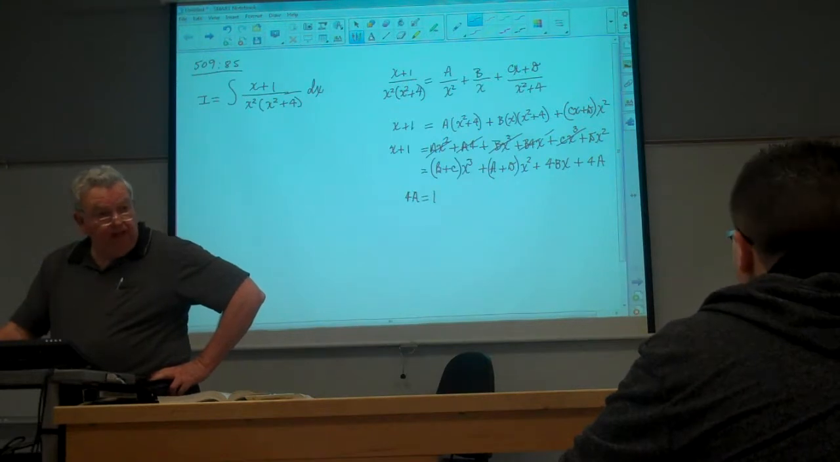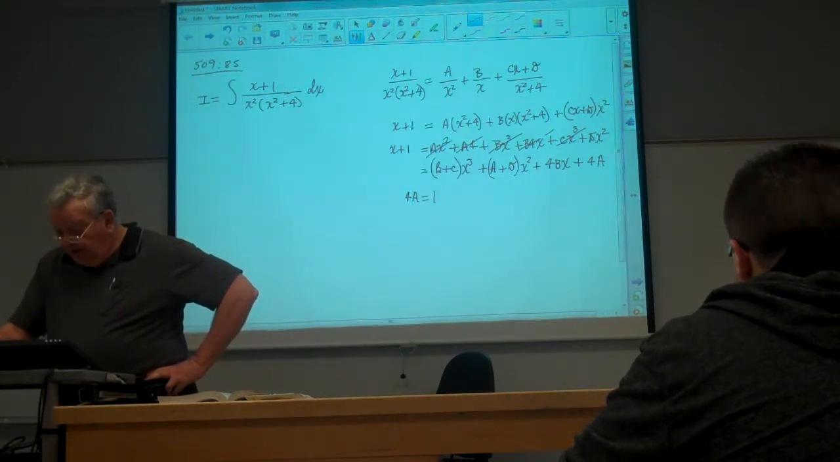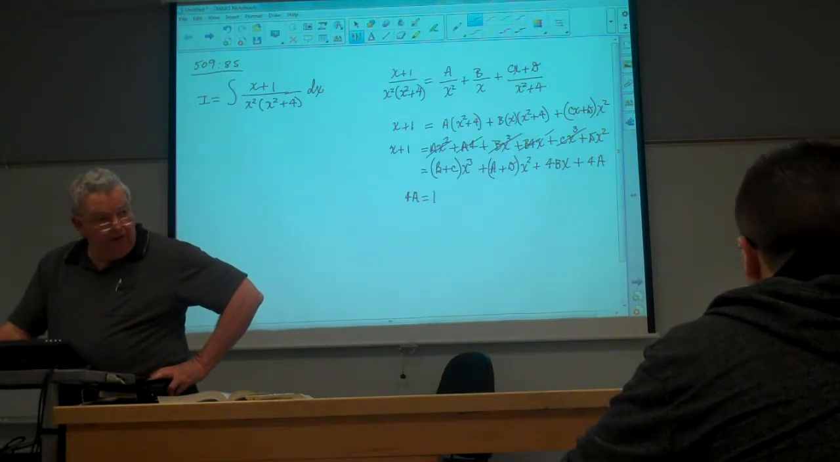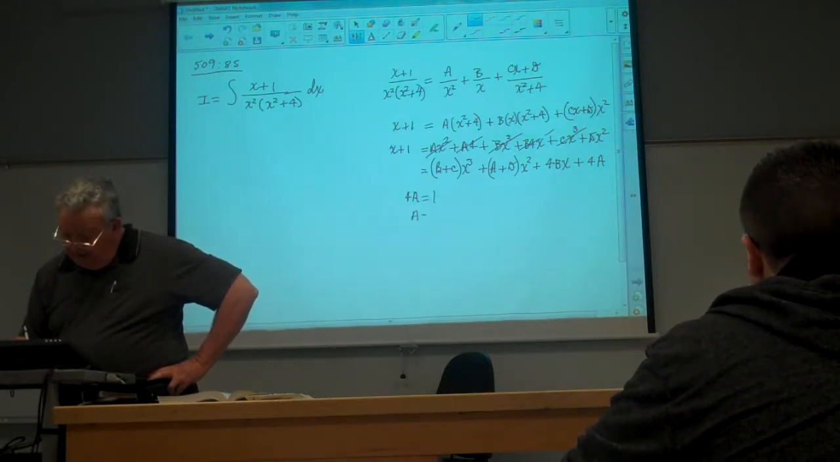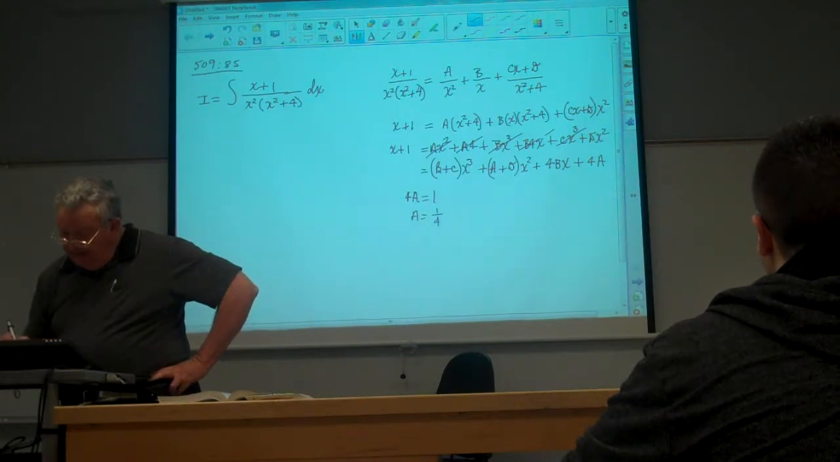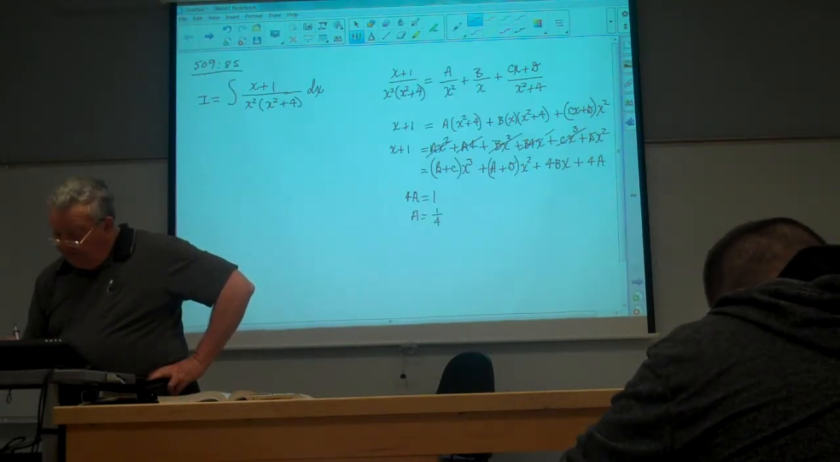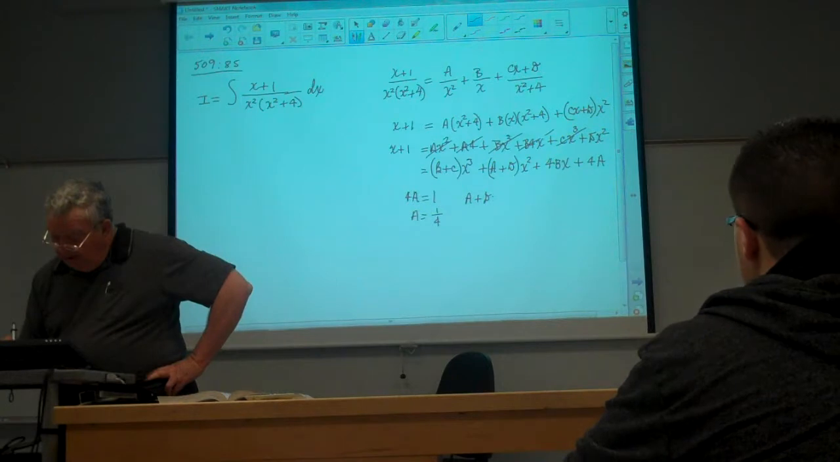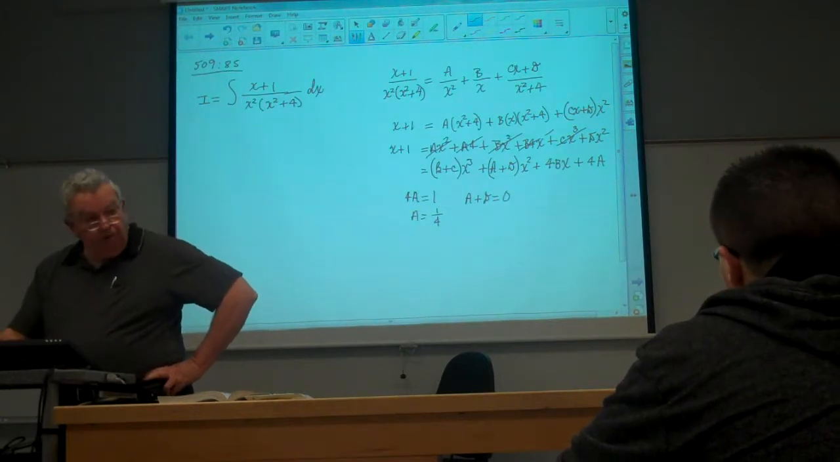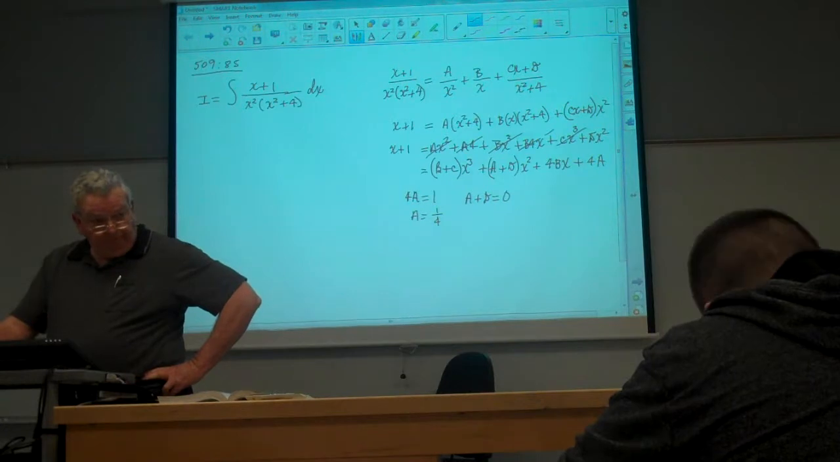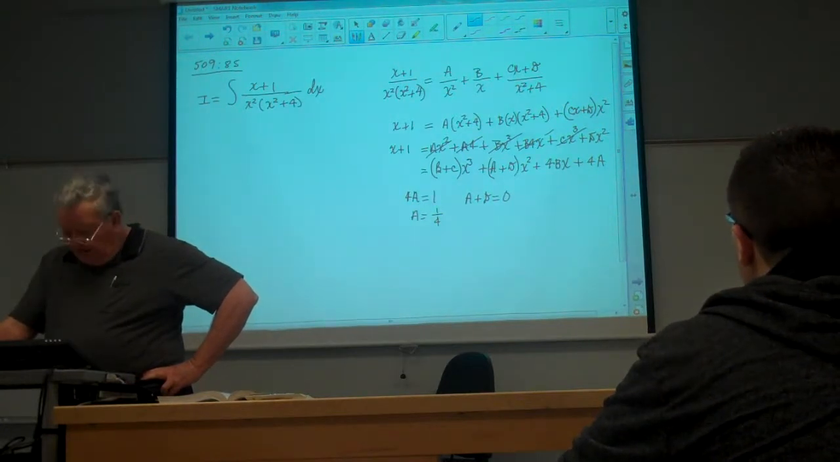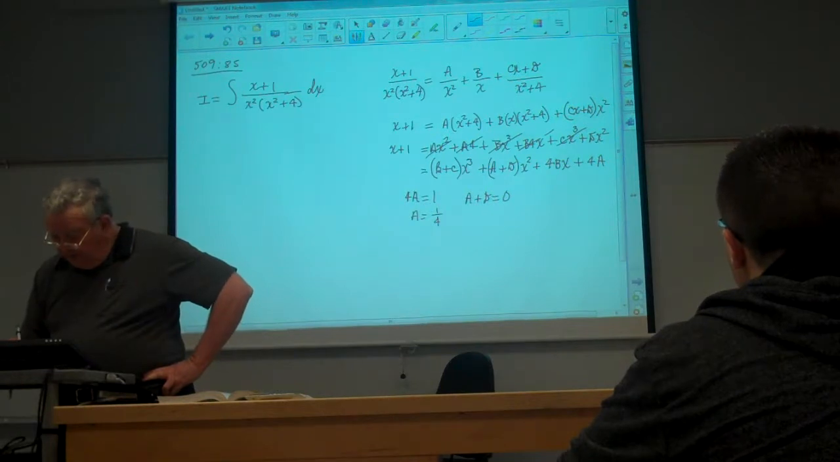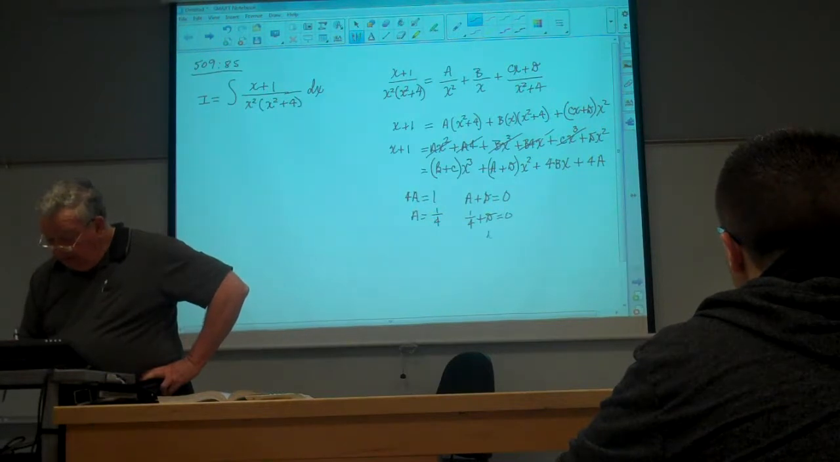Is that right? Coefficient of x to the 0 power on both sides, is that right? So a is equal to 1/4, then I know that A plus D is equal to 0. How do I know that? Because there's no x squared. No x squared. But A is 1/4. So that tells us that D is equal to minus 1/4.